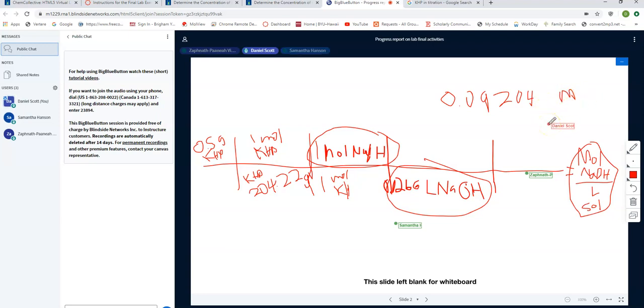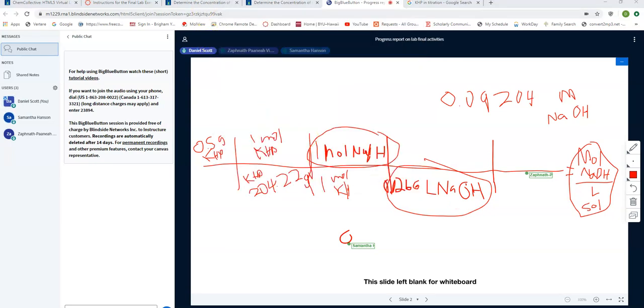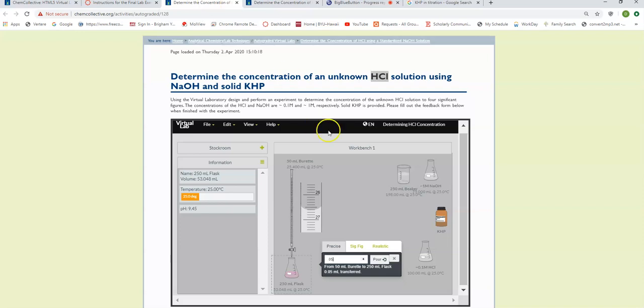Does that make any sense, Samantha, or is that too low? I feel like that makes sense. What did they say the concentration of our sodium hydroxide was supposed to be? Can you write that down for us, Samantha? 0.09204. Or if you can write it down somewhere else so we can share screen and go off of her. Got it. So what was our concentration of our sodium hydroxide, did they say about here? 1 molar. So are we off or what happened?